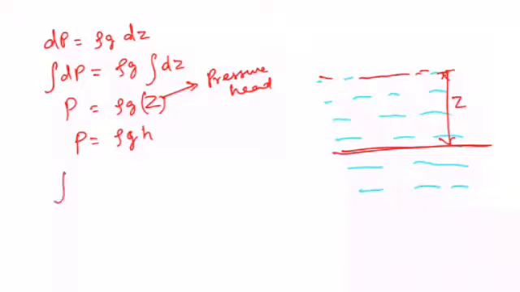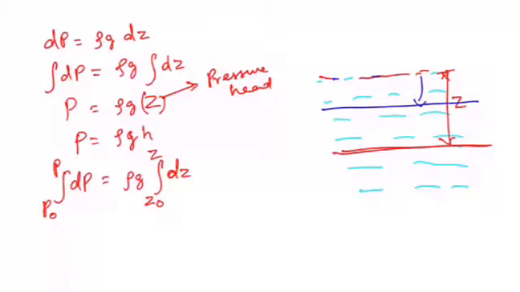Now if I set some limits for the same integration, dP is equal to rho g dz. The limits I'll set from p0 to p, and for z, the lower limit is z0 to z. What does it mean? From the free surface I am considering two layers. One is here, at some height z0, and the other layer is at height z. The corresponding pressure on the z0 layer is p0, and for the layer at depth z, it is p.